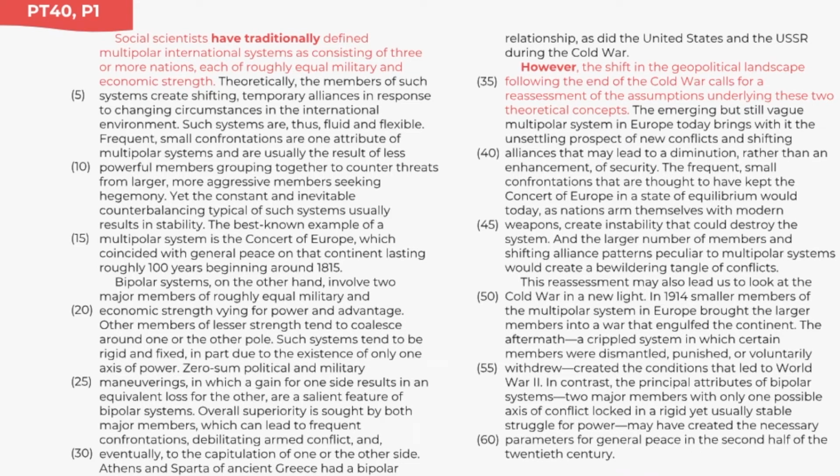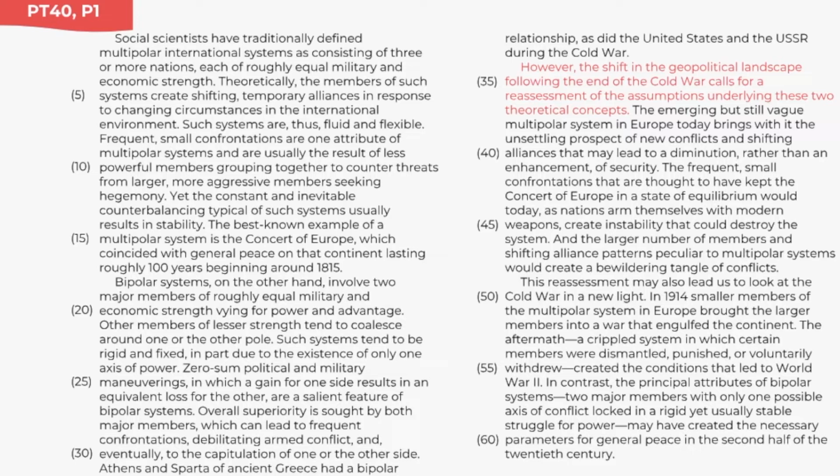So in terms of trying to figure out what's the main idea here, it's going to belong to the author, and it's being introduced at the beginning of the third paragraph. And so the main idea is in lines 34 to 37 that the shift in the geopolitical landscape following the end of the Cold War calls for a reassessment of the assumptions underlying these two theoretical concepts.